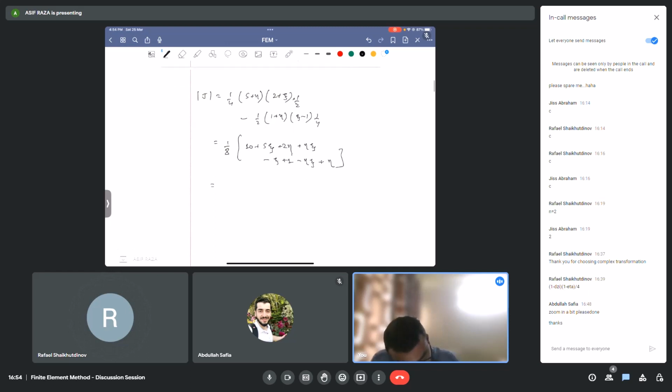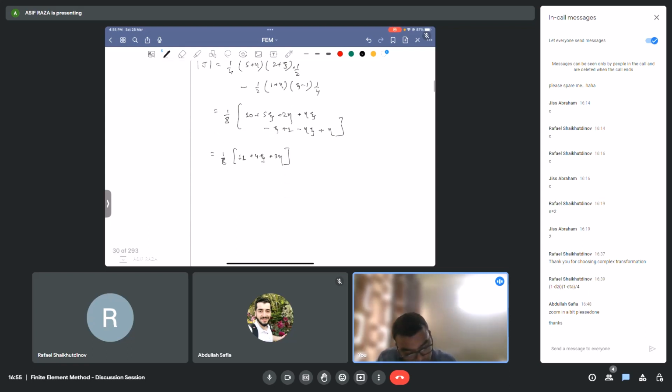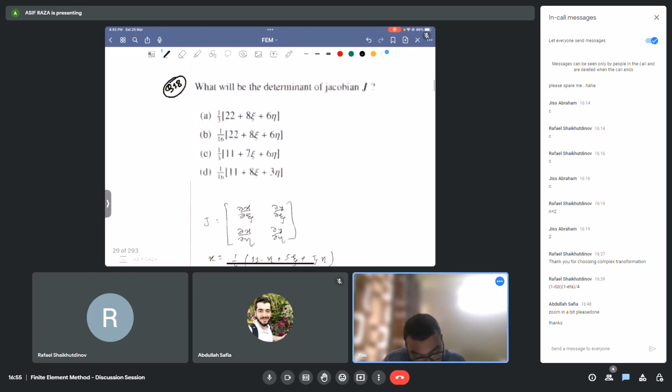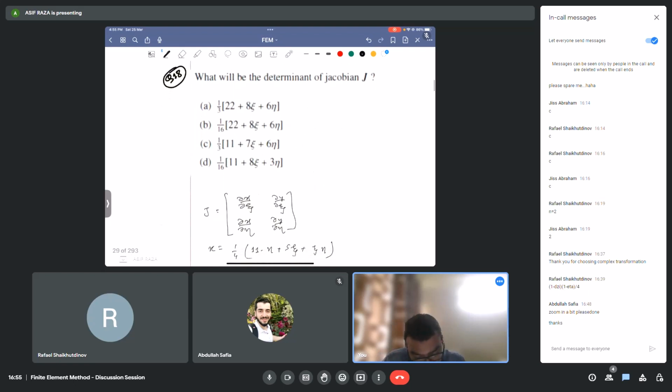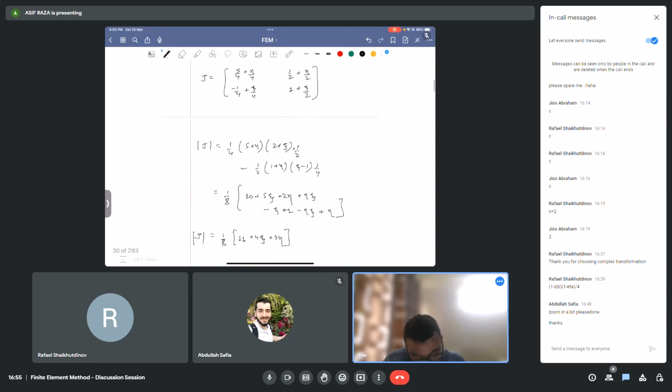So solve this, 1 by 8, this will be 10 plus 1, 11, xi is equal to 4 xi, 2 eta, this will be 3 eta, and the eta xi will get cancelled out, right? So this is the answer. 1 by 8 times 11 plus 4 xi plus 3 eta.